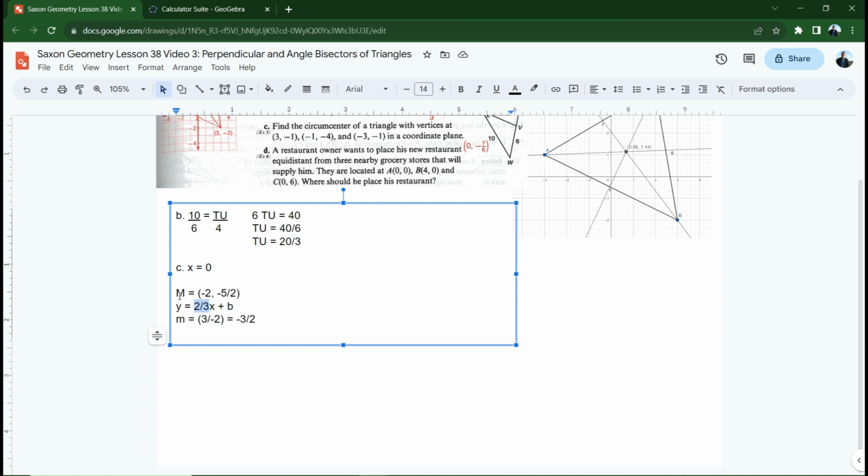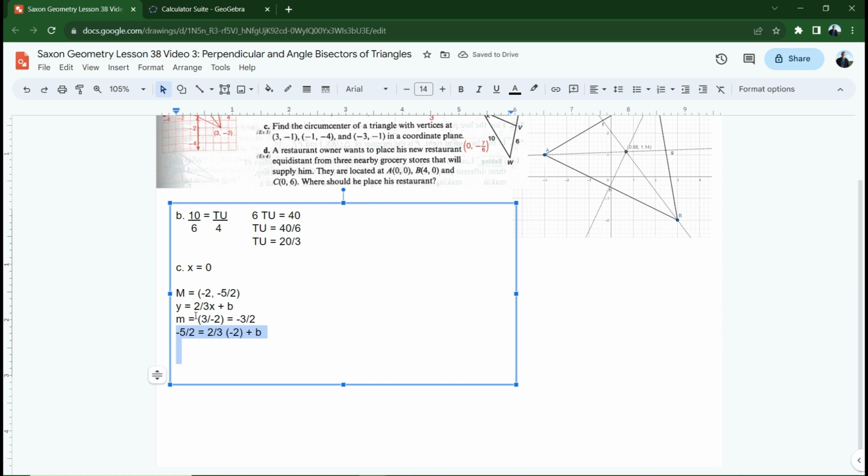And that's the last thing I need to do: I need to figure out how I'm going to make this line pass through the midpoint. I don't know what b is. I can calculate b of the line that passes through the midpoint if I plug this in for x and this in for y. So let's go ahead and do that. So here I have -5/2 plugged in for y and -2 plugged in for x. And I'm going to simplify this by multiplying in this -2 to the 2/3.